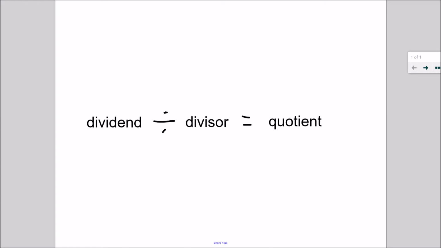Normally you'd look at a problem like this: the dividend divided by the divisor equals the quotient. But when I'm writing a problem with long division, I use a different symbol. Let's draw it. It looks like this.